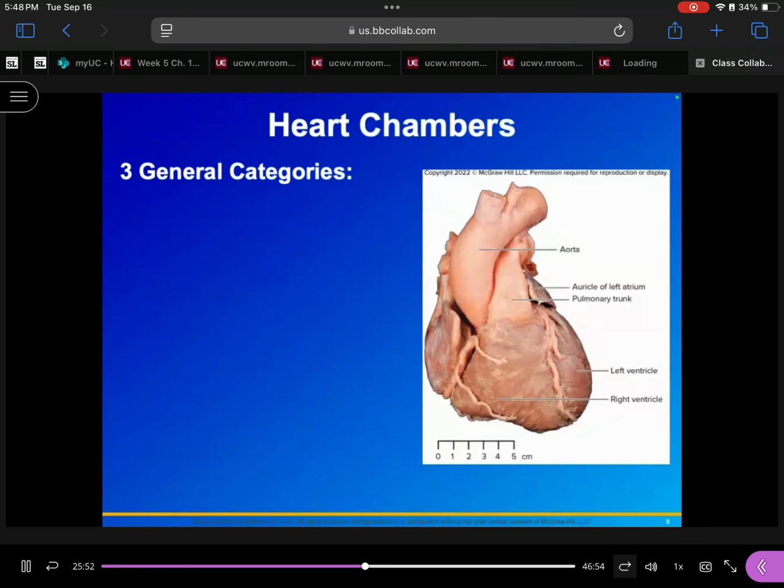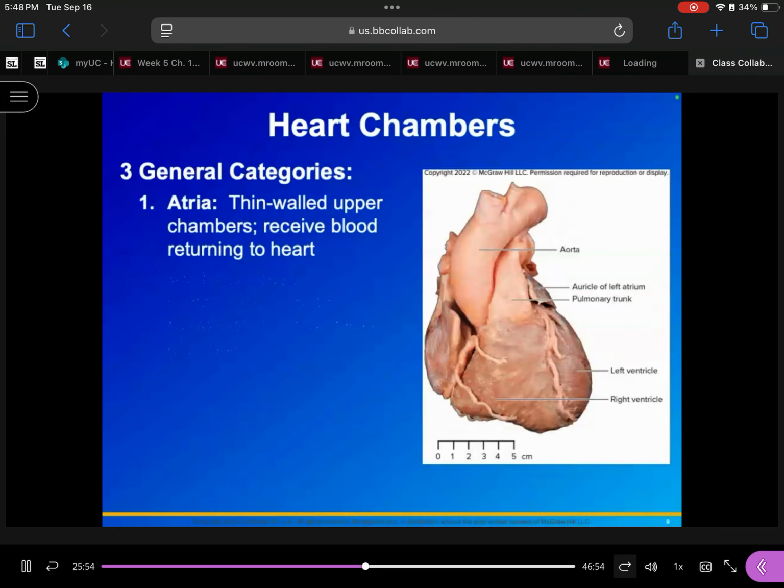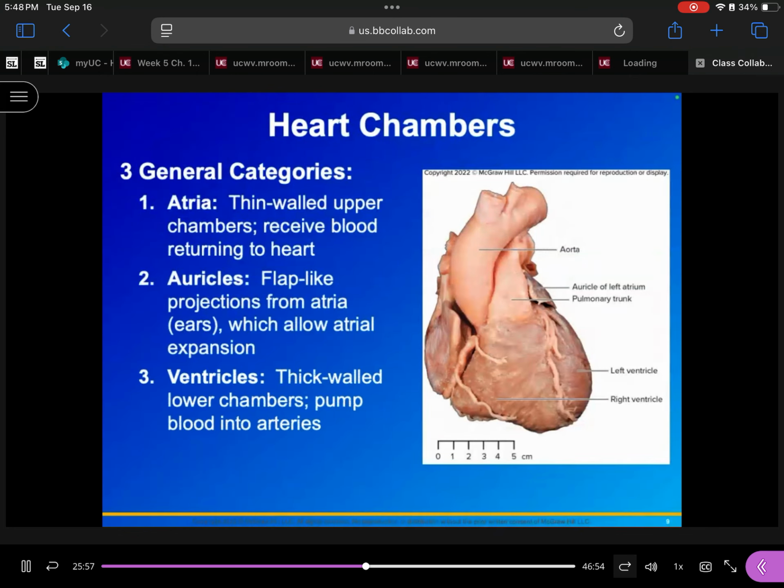All right, looking at the heart chambers. In general, we say that we have 4 chambers of the heart. Textbooks kind of go different ways on this. I'm going to say there are 4 chambers. You can technically say there's 6, though.